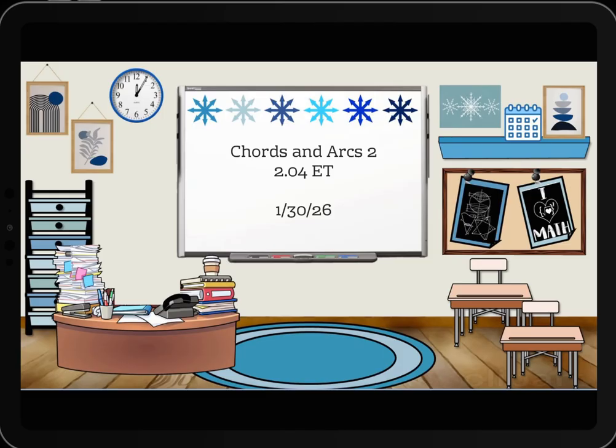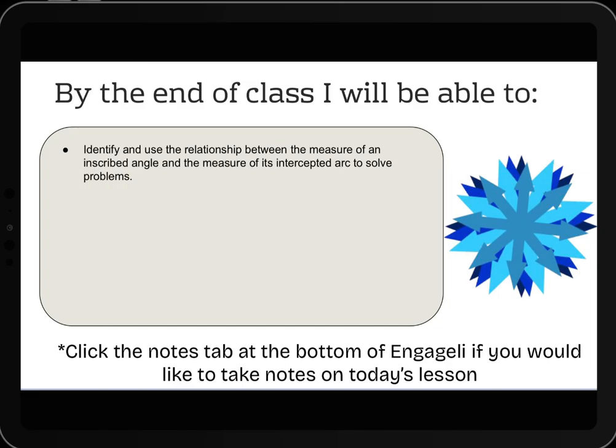This is going to be our lesson for 2.04 over chords and arcs part 2. By the end of the class, we want you to be able to identify and use the relationship between the measure of an inscribed angle and the measure of an intercepted arc to solve problems.